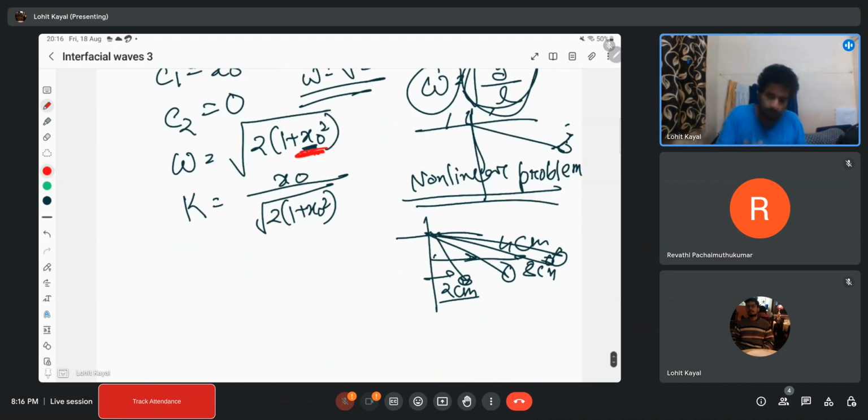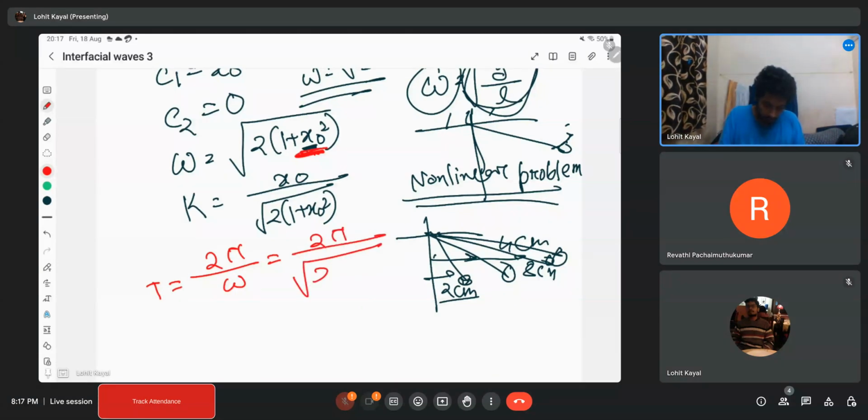Now if you are told to calculate the time period of this, you will see that your time period will not be constant. In a sense it is constant, but it will also depend on your initial position. It will be simply 2 pi by omega. It will be 2 pi by square root of 2 into 1 plus x naught square. So this will be the time period for that. This is the non-linear time period.